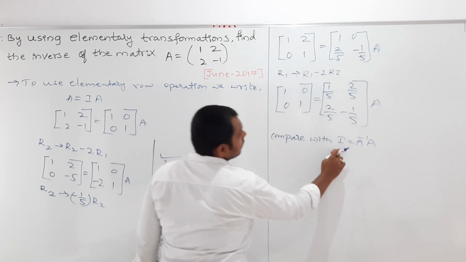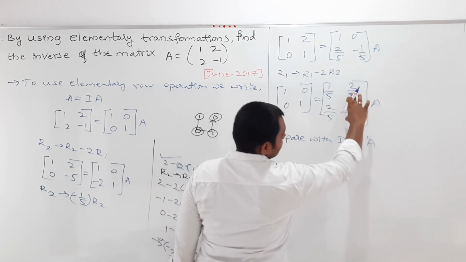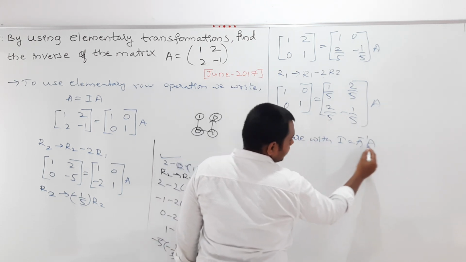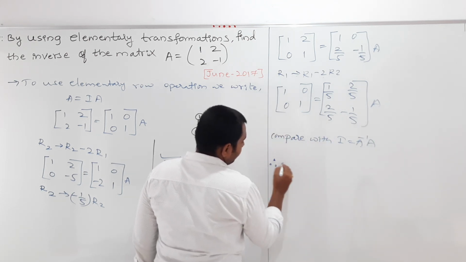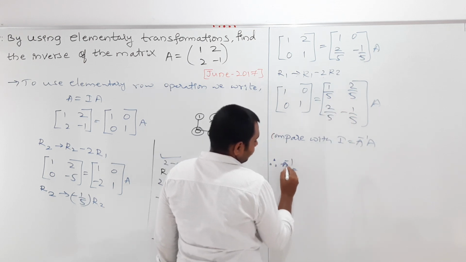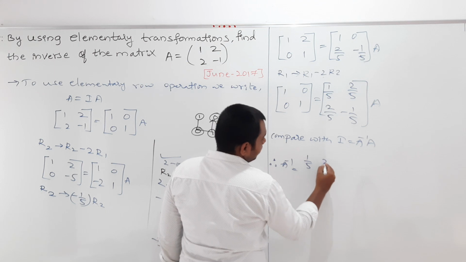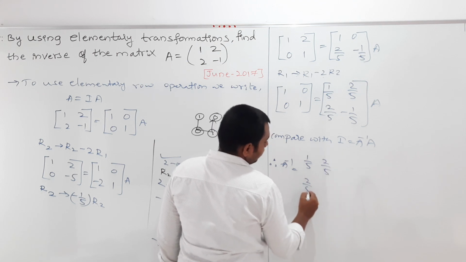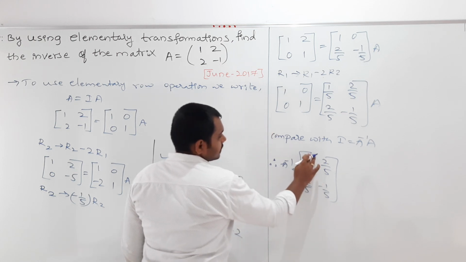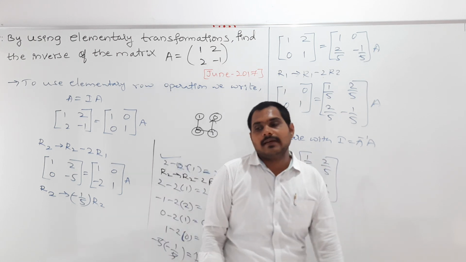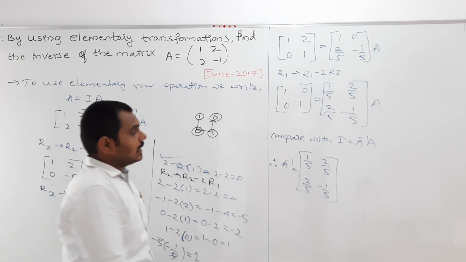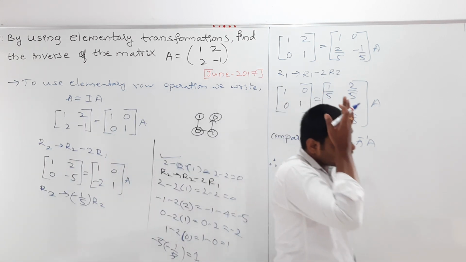So this is I is equals to, and in place of A inverse this matrix is there, A is as it is. So comparing with I is equals to A inverse into A, therefore, my dear students, A inverse is equals to 1 by 5, 2 by 5, 2 by 5, minus 1 by 5. This is your A inverse value. Clear?